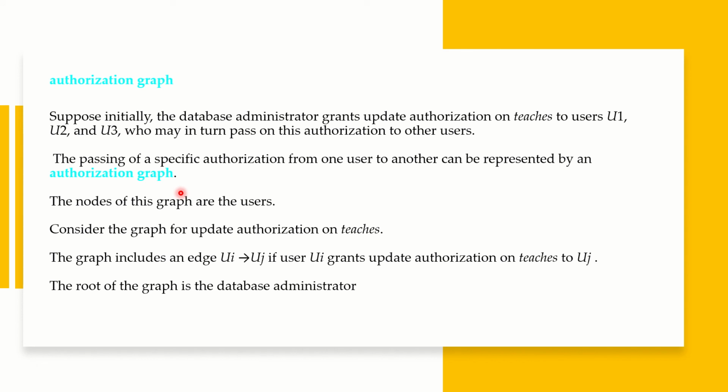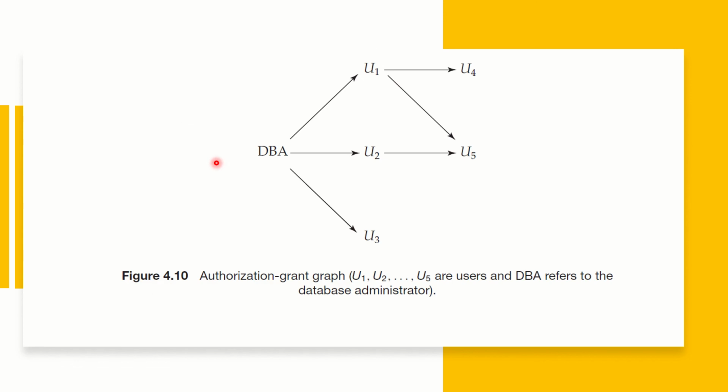So for that we have to study one type of graph that is called the authorization graph. It's a graph which consists of nodes and edges. The nodes represent the users, and the edges represent the authorization. The root of the graph will always be the database administrator. He will be the master. And in this figure, each edge is represented by an arrow.